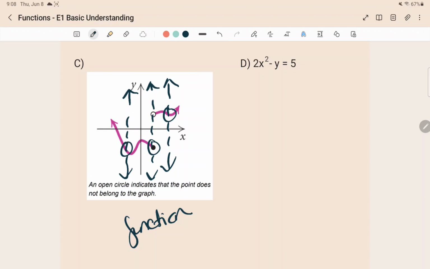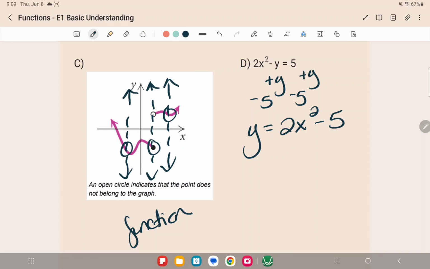My last example is an equation. When in doubt, I'm going to graph this, but to graph it, I need to solve for y. So if I add y to both sides and I move 5 over, I end up with y equals 2x squared minus 5.